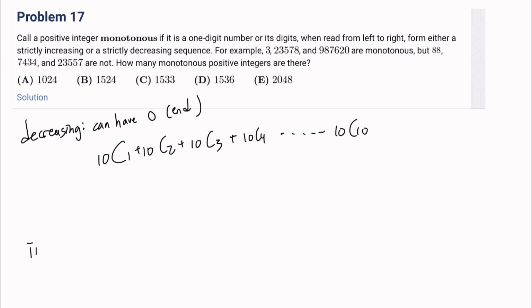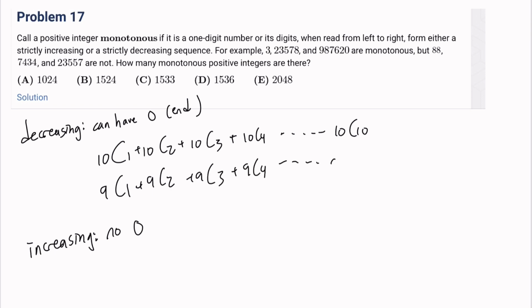And for the increasing, we cannot have 0, so no 0, and so that would be 9 choose 1 for the integers, plus 9 choose 2, 9 choose 3, 9 choose 4, all the way to 9 choose 9, right? And in which case it would be 1, 2, 3, 4, 5, 6, 7, 8, 9, right?